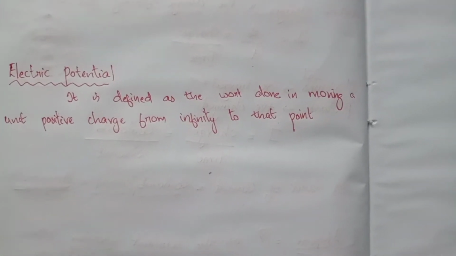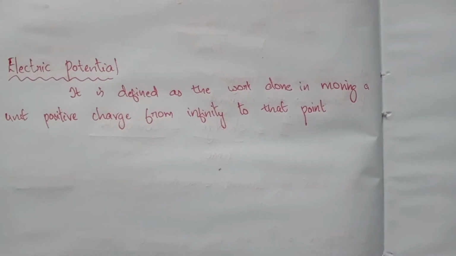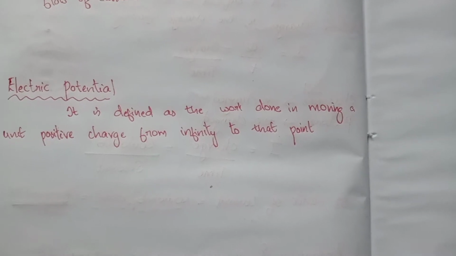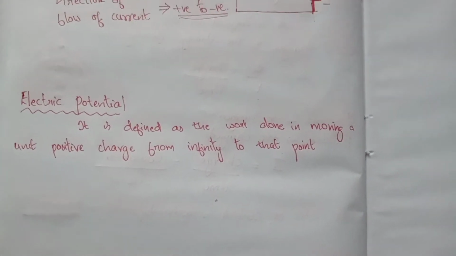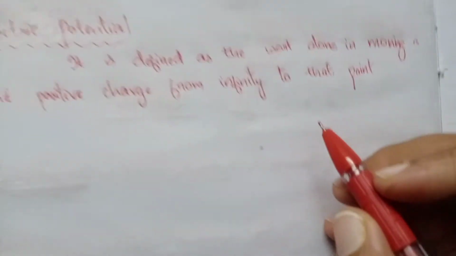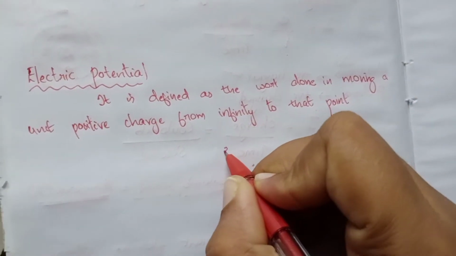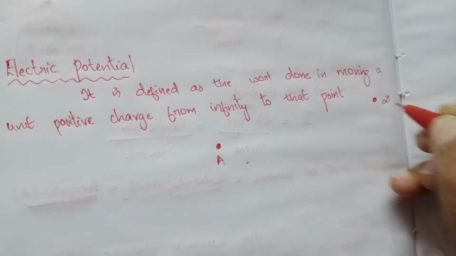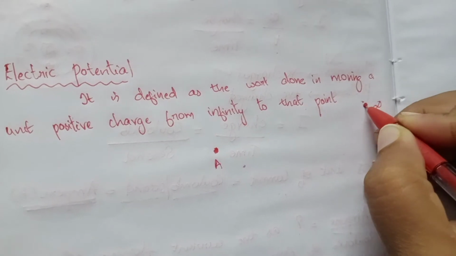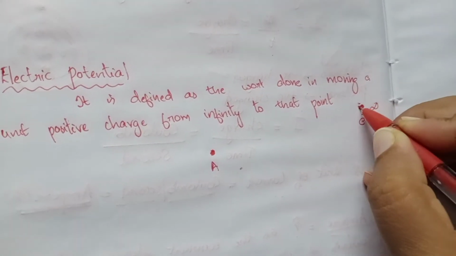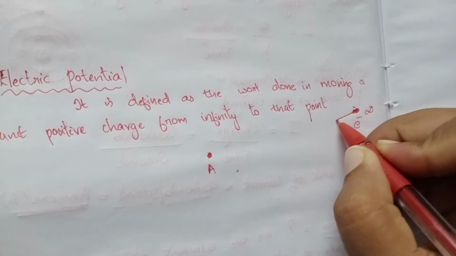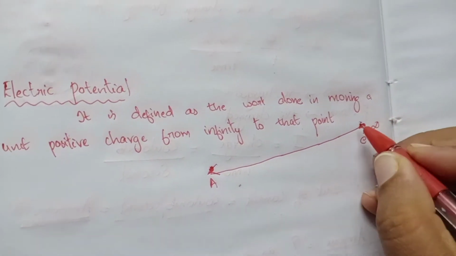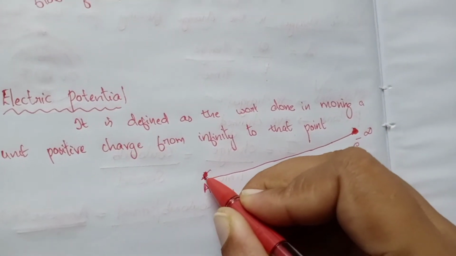So electric potential is defined as the work done in moving a unit positive charge from infinity to that point. Okay, so this is a definition of electric potential. Let us explain how this is happening. So let me consider a point A. Okay, and let us consider some point at infinity. For example, I am having a charge here at infinity. I need to bring this charge from infinity to this point A.